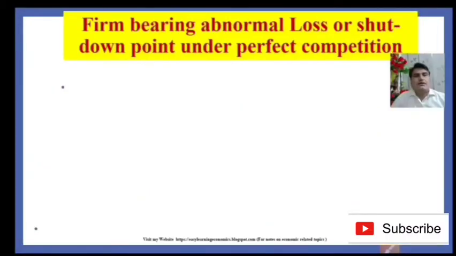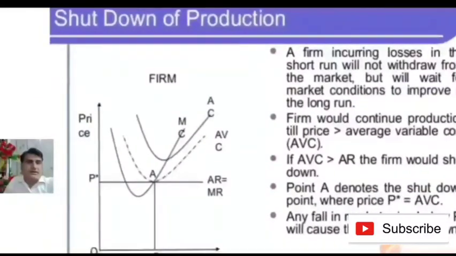Here the fourth case: how firms bear abnormal loss, or the shutdown point under perfect competition, when the firm decides to shut down. A firm incurring losses in the short run will not withdraw from the market, but will wait for market conditions to improve in the long run. The firm would continue production as long as price is greater than average variable cost. If average variable cost is greater than average revenue, the firm would shut down. Point A denotes the shutdown point where price is equal to average variable cost. Any fall in market price below P will cause the firm to shut down.